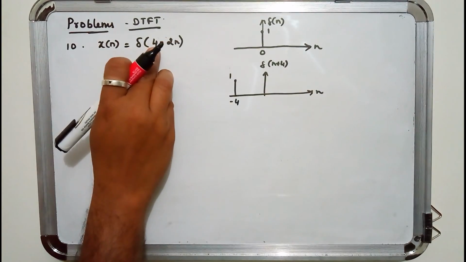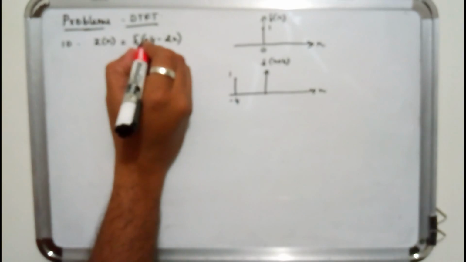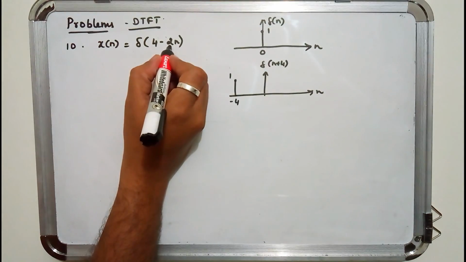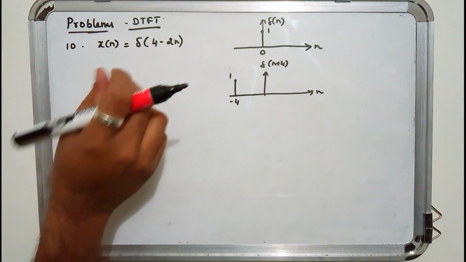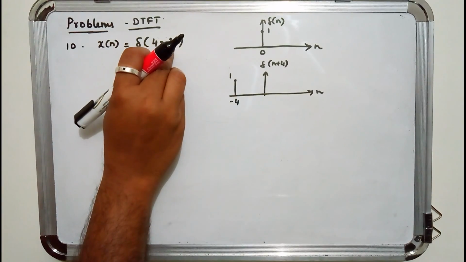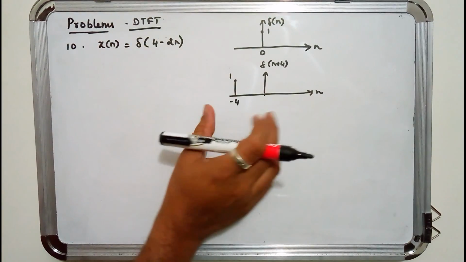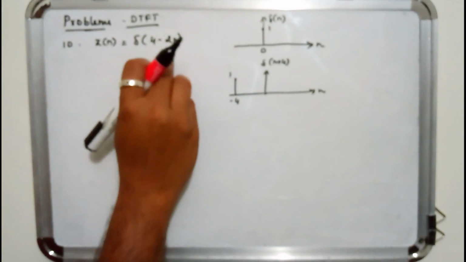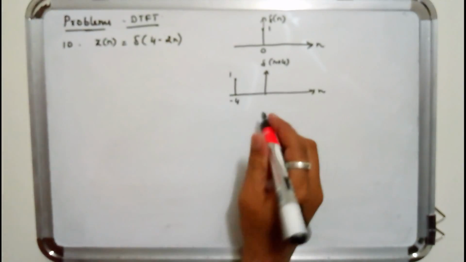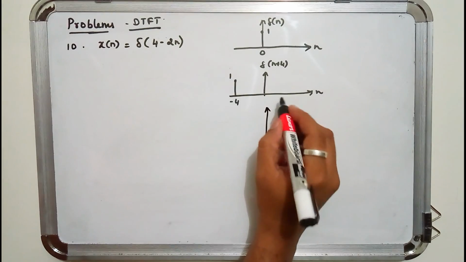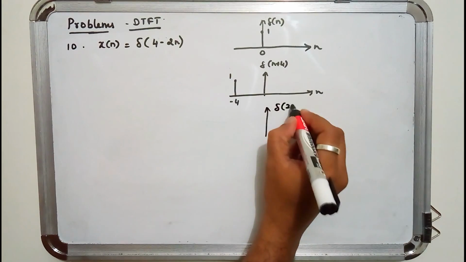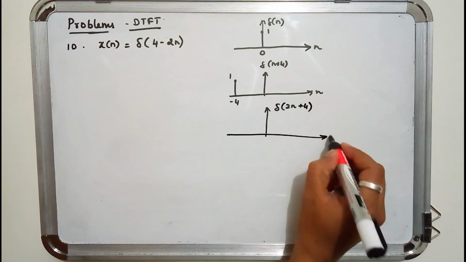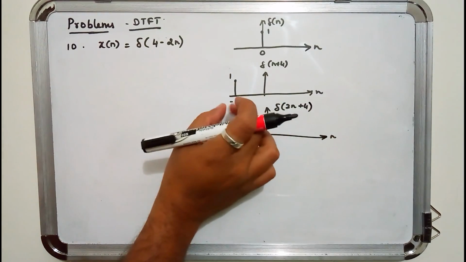This is n plus 4 because there is a plus sign here, n plus 4. Now next you have scaling by 2. Scaling by 2 means if you have a multiplication by 2, my signal will get compressed, and if you have divide by 2 it will get expanded. Now you have multiplication by 2, so it is delta of 2n plus 4. That means my waveform will get compressed.